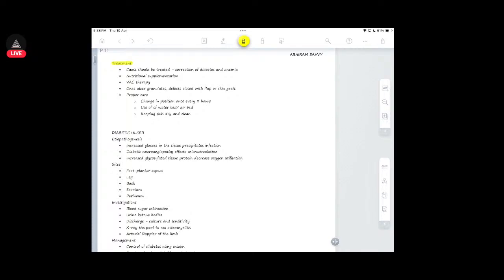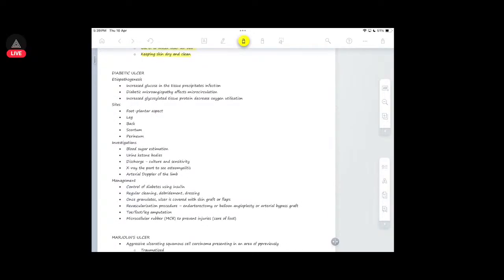So treatment, it should be treated. Correction of diabetes and anemia should occur. Nutritional supplementation should be provided. Vacuum assisted closure therapy. Once ulcer granulates, defect is closed with the flap or skin graft, and you have to provide proper care. Change in the position once every 2 hours. Use of water bed or air bed, and keeping the skin dry and clean.